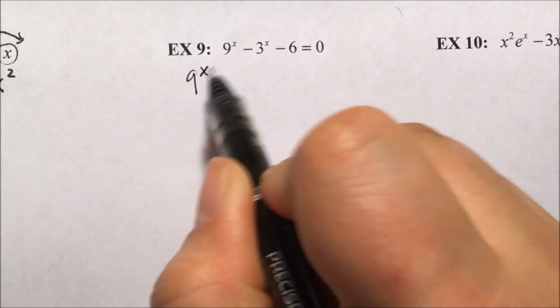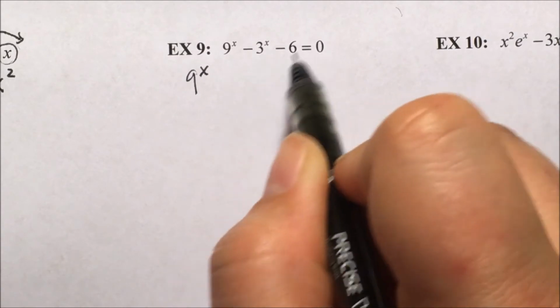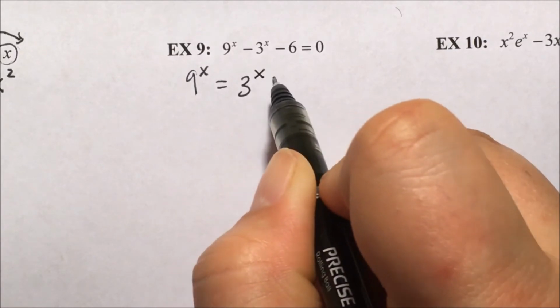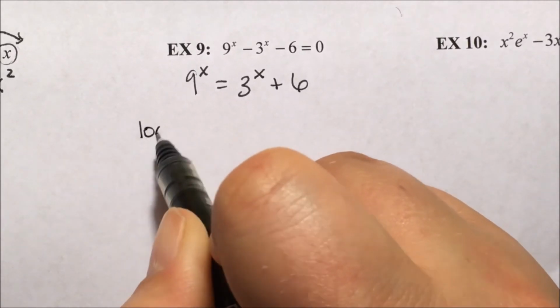So if we move that 3x to the other side, maybe I'll move the 6 at the same time. Why not? And now take the log of both sides.